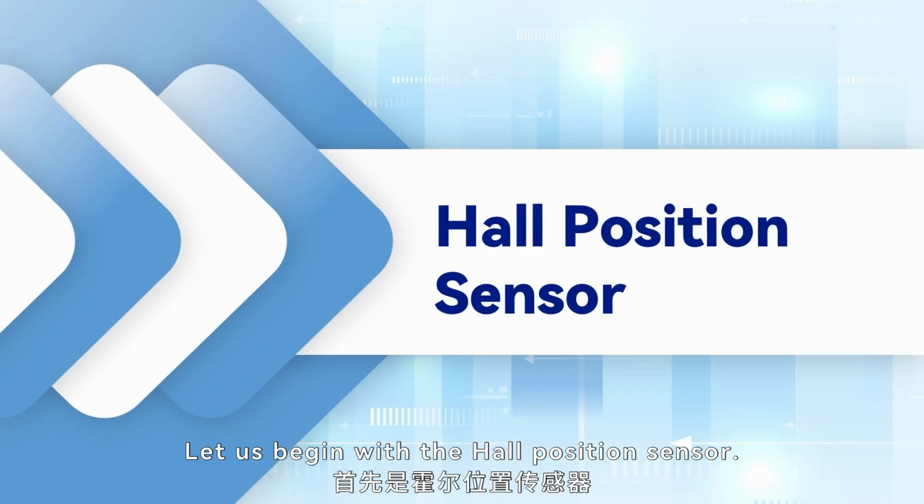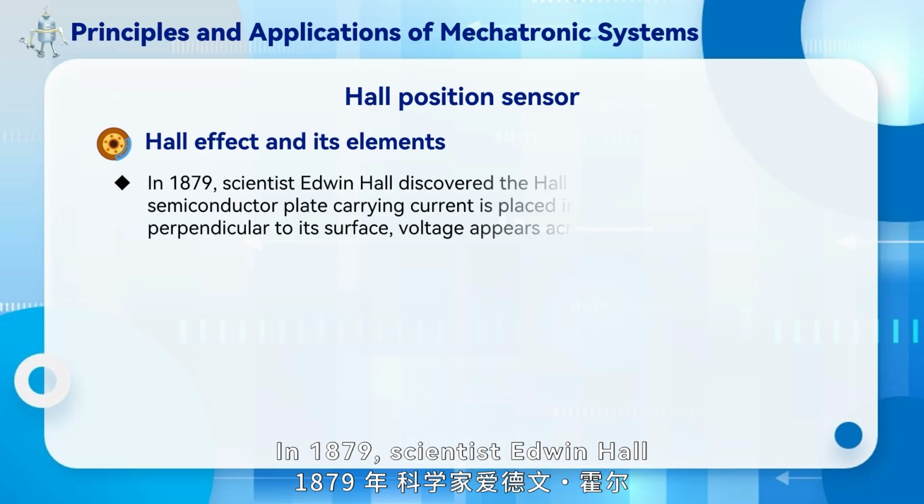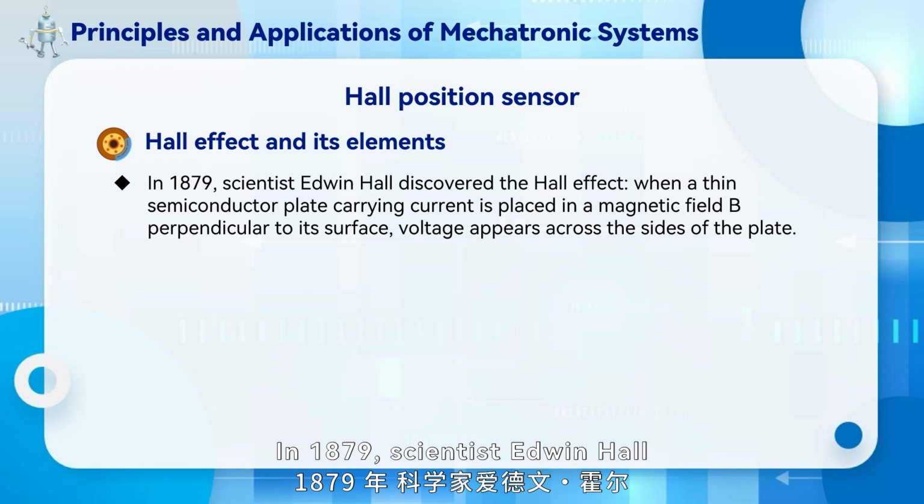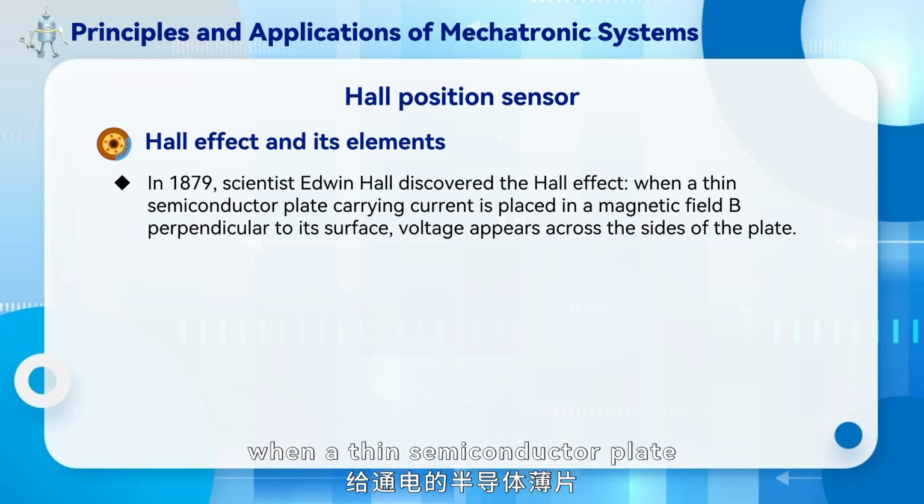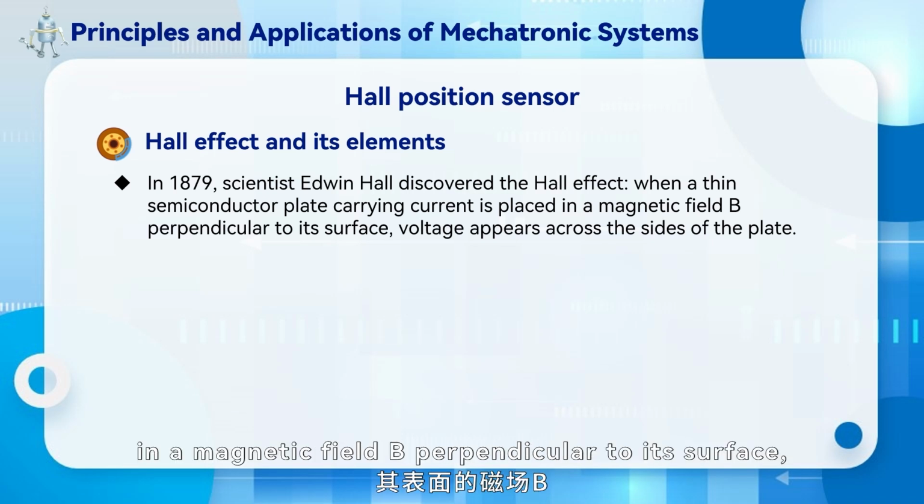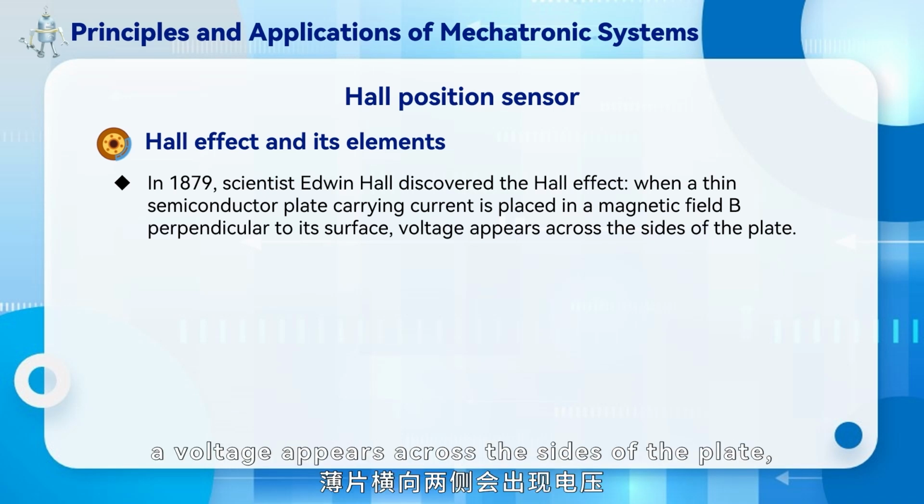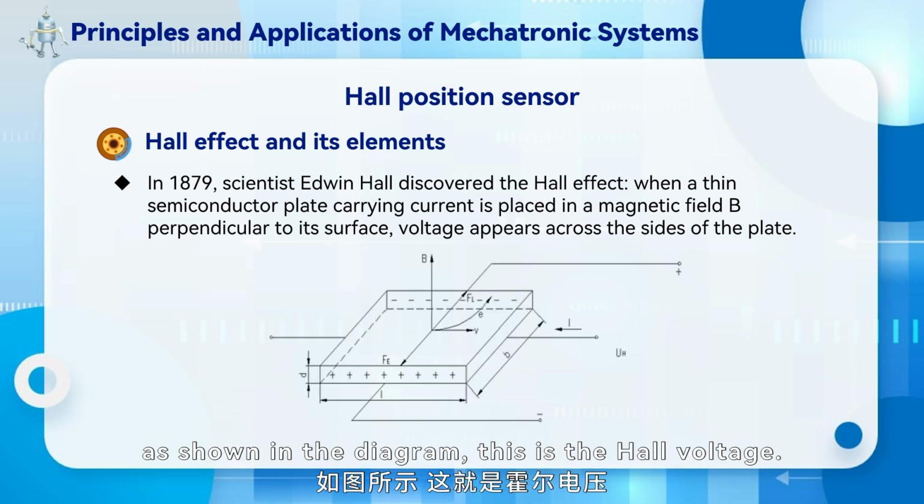Let us begin with the Hall position sensor. In 1879, scientist Edwin Hall discovered the Hall effect. When a thin semiconductor plate carrying current is placed in a magnetic field B perpendicular to its surface, a voltage appears across the sides of the plate, as shown in the diagram. This is the Hall voltage.